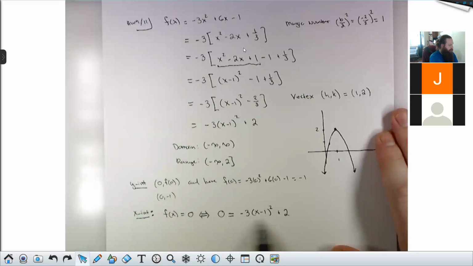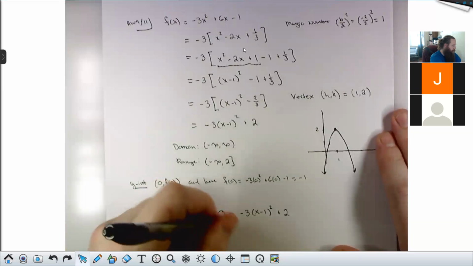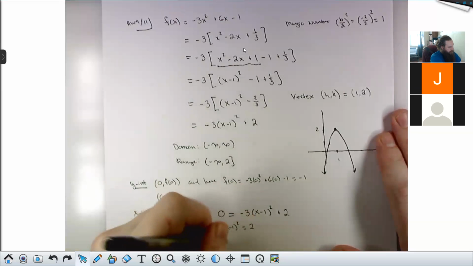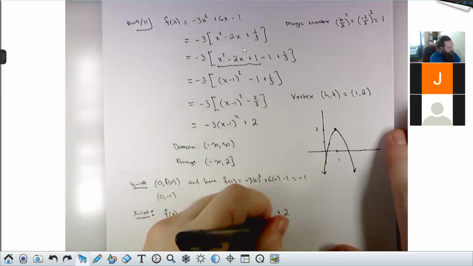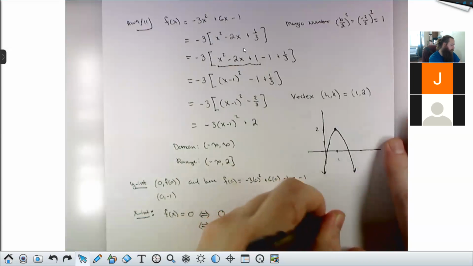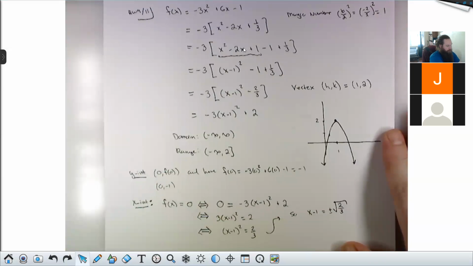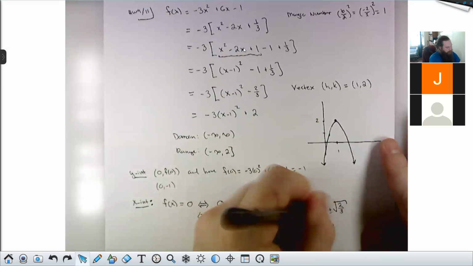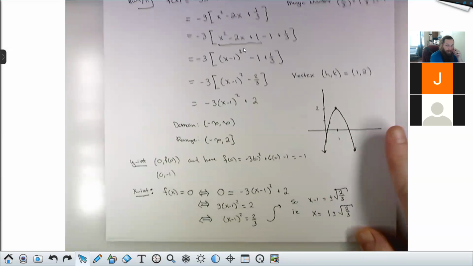I'm going to add this whole piece over. That'll give me 3 times quantity x minus 1 squared equals 2. Then I'll divide both sides by 3, and I get x minus 1 squared is equal to 2/3. I'll take it over here. So taking square roots, we get x minus 1 is equal to plus and minus the square root of 2/3, which means our x-intercepts are going to come from 1 plus or minus. I'm just going to add 1 to both sides. 1 plus or minus the square root of 2/3. And those are the x-intercepts.